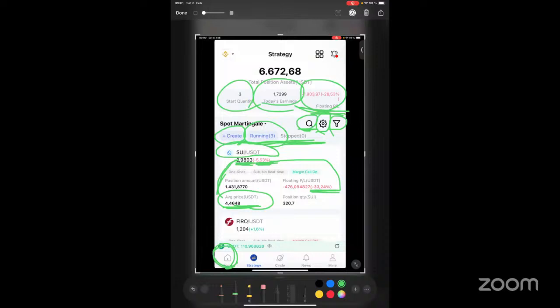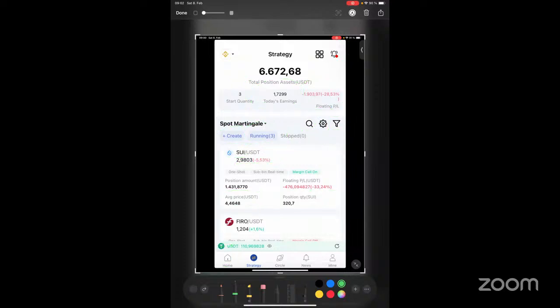Position amount. Hey, my screen is too clumsy. I might confuse someone. Hold on, let me clear it a bit. One shot means once SUI finishes selling completely, it will not buy that same coin. It's on sub-in real time, meaning even in the dip, I'm making profits. As you can see, my margin call is on. So it will still continue to buy my margin call for me.